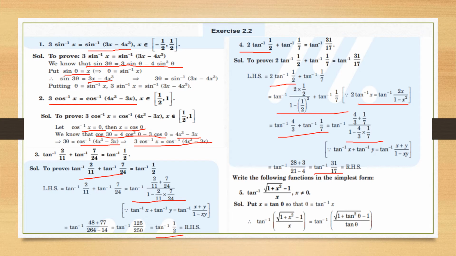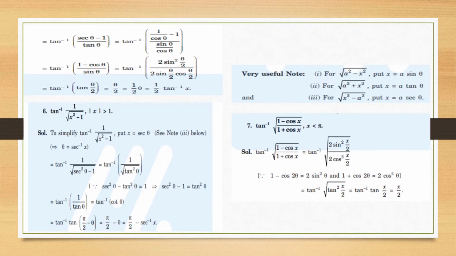Write the following function in the simplest form. So my number 5 question is tan inverse root 1 plus x square minus 1 upon x for x not equal to 0. So again, I have to simplify it in such a manner that this tan inverse gets a tan from here, so that my whole question is reduced. So put x equal to tan theta, so that theta is tan inverse x. What do I get? It becomes root 1 plus tan square theta, which will be secant square theta, or secant theta out of the root, minus 1 upon tan theta. Now this becomes tan inverse secant theta minus 1 upon tan theta.